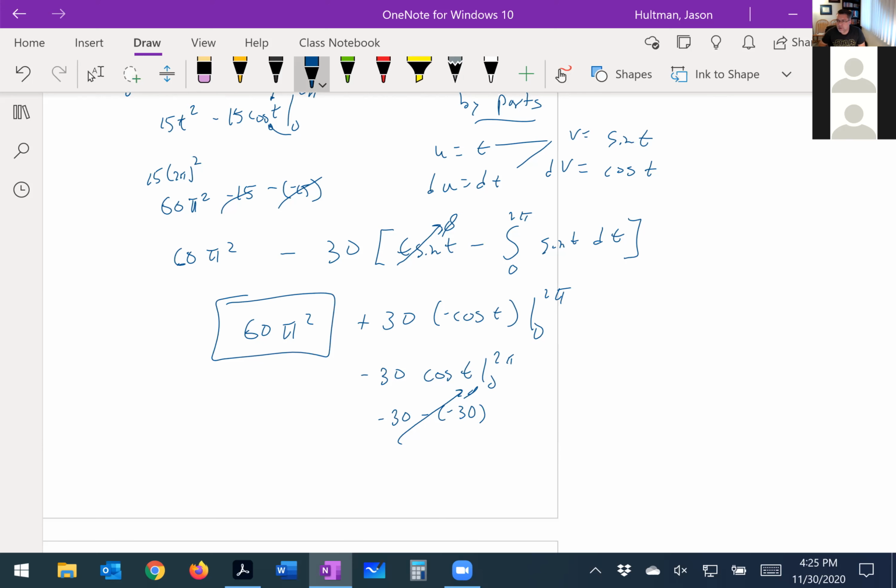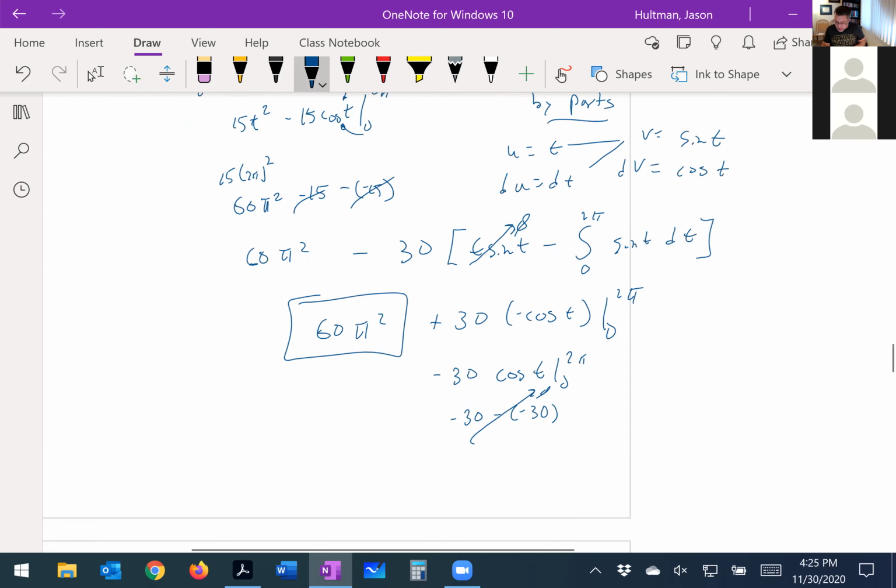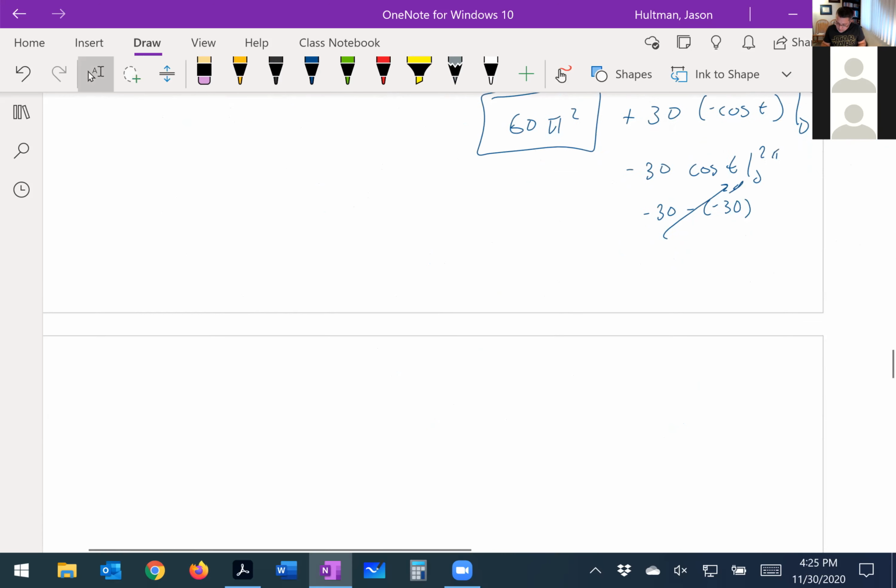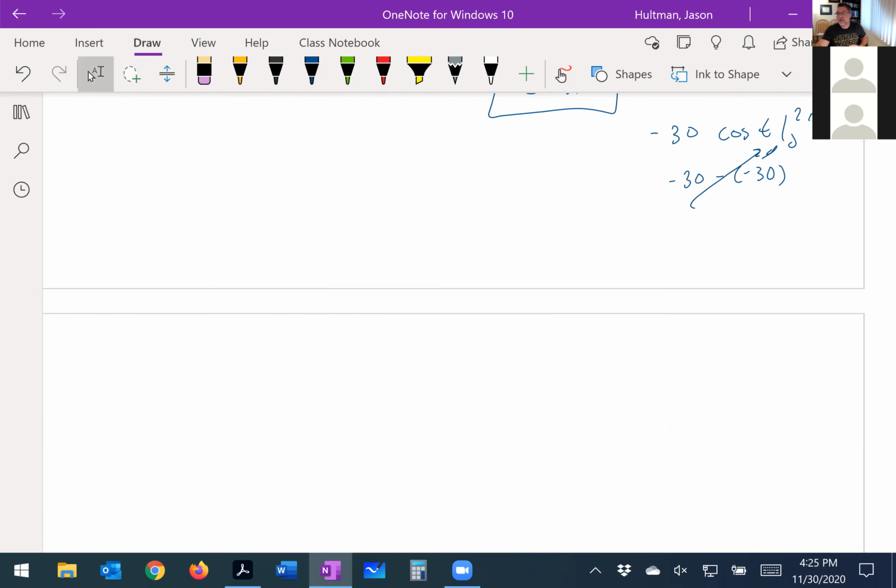Does anybody know the easy way to do this? Yeah, the fundamental theorem of line integrals. That's the easy way. I can do the same problem in like 3 lines, using the fundamental theorem of line integrals.